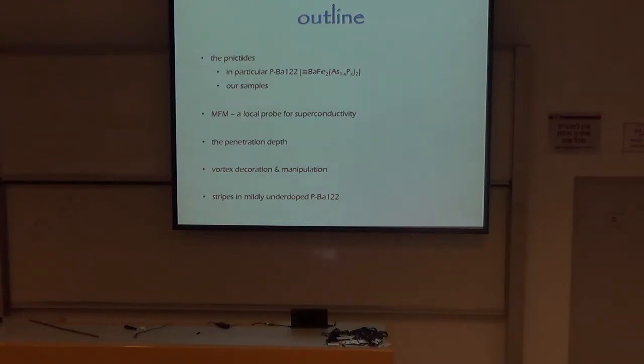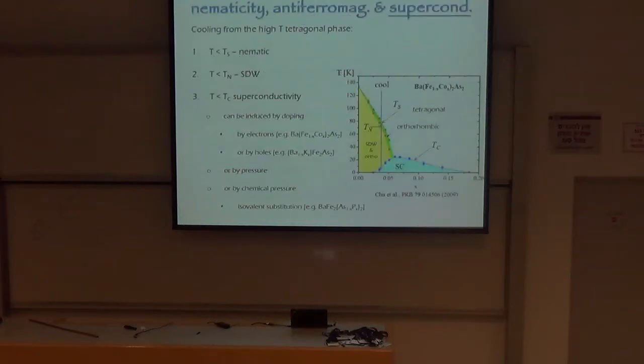This is my outline. I'll tell you a little bit about the pnictides and examples. Then I'll introduce the technique that we use, which is magnetic spectroscopy. I'll explain how we measure, and then some of the results that we discussed. Maybe at the end I'll show you a slide on what we're doing now, on new experiments. Okay, so I'm following James Analytis' talk, so I'm not going to dwell too much on this.